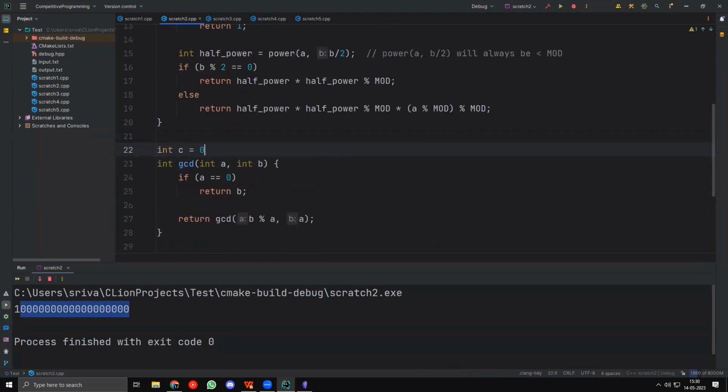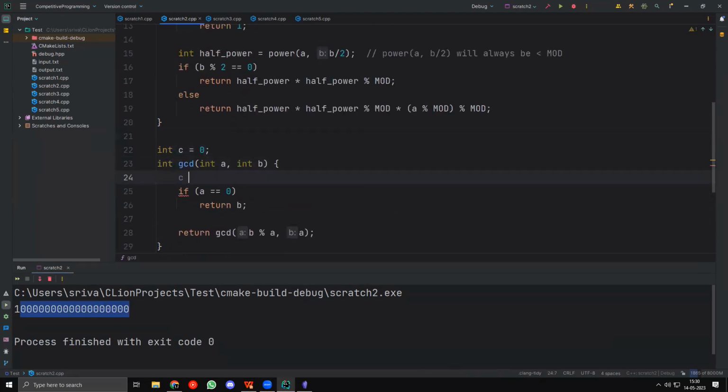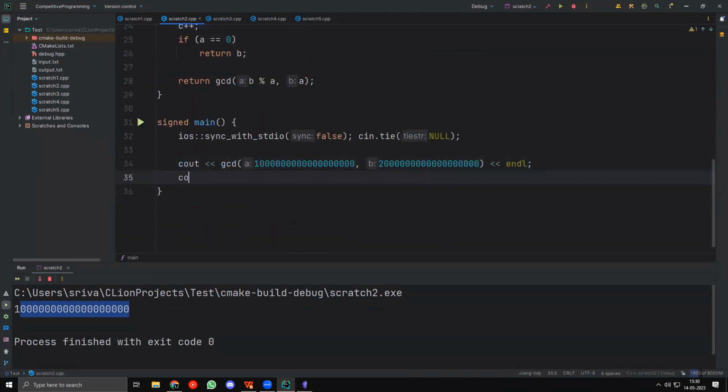Now, let us see how many times it actually runs this. So every time I go through this GCD function, I'll just do count plus plus. This will tell us how many iterations it did. And well, you'll see that the number of iterations is just 2 over here.